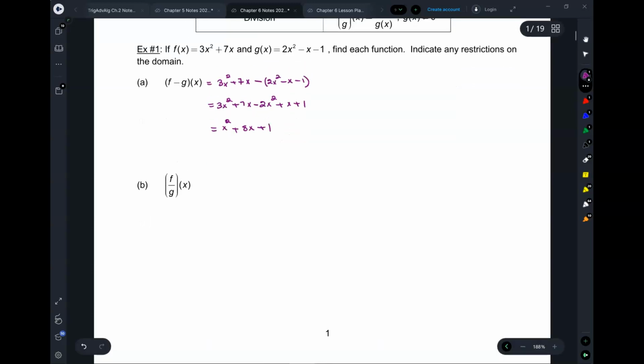Okay, now let's do f over g of x. That's going to be one divided by the other. Let me do this one and then I'll take your question. So this is going to be 3x squared plus 7x over 2x squared minus x minus 1.